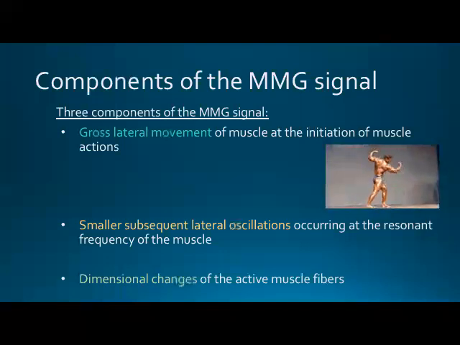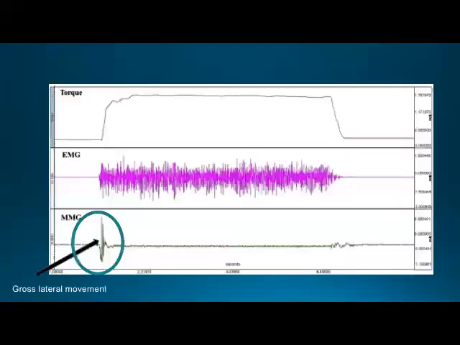The very last little blip you'll see at the end of the signal is the dimensional changes of the active muscle fibers going back into place, or we would see those at the transition from a concentric to an eccentric muscle action. So as the muscle shortens and elongates, you'll pick up those dimensional changes, the shortening and lengthening, from the MMGs as well. So here's our gross lateral movement.